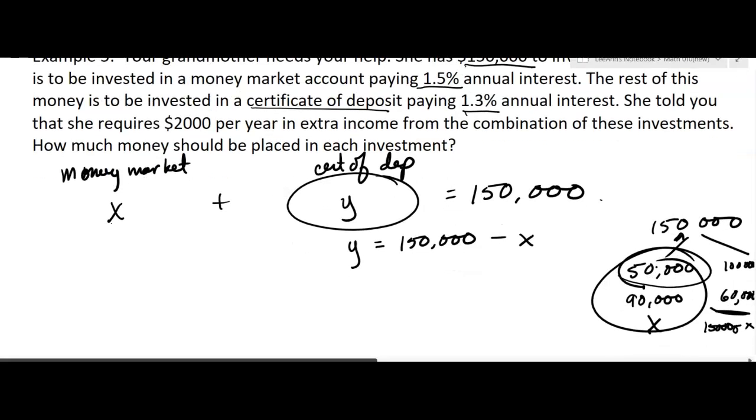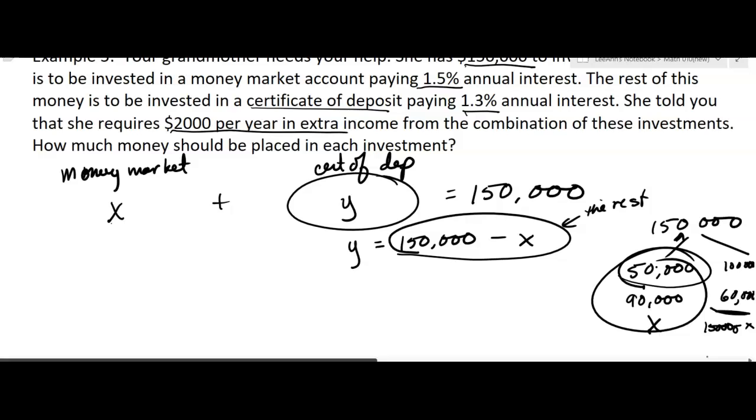Okay, but now we have to figure out how much money she's making. Okay, so now we know what's going on. She's going to put some of the money in the money market, and then she's going to put the rest, this is the rest, in the certificate of deposit. Okay, she told you that she requires $2,000 per year in extra income. So when she's done investing, after a year goes by, she wants to have $2,000, okay?